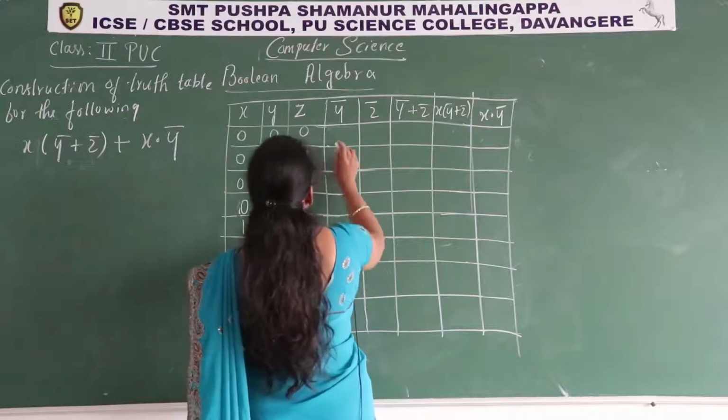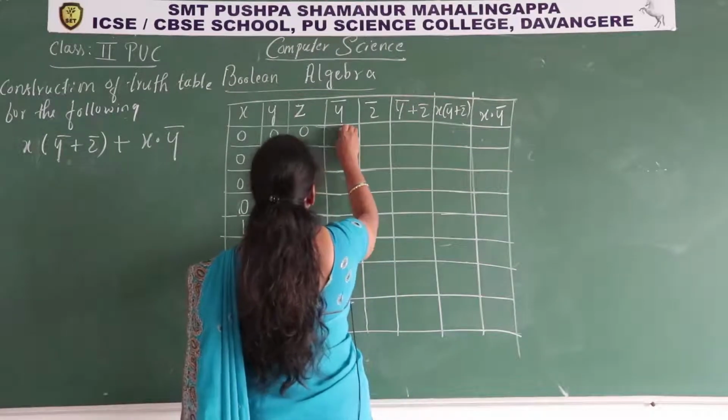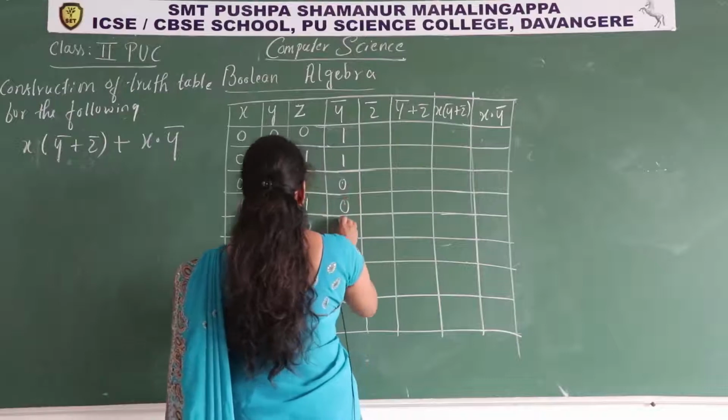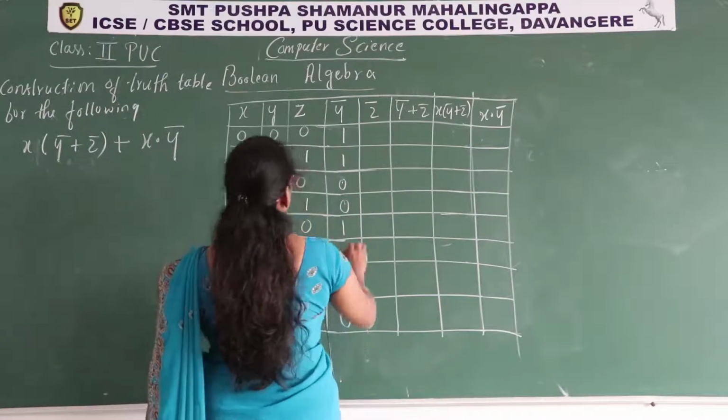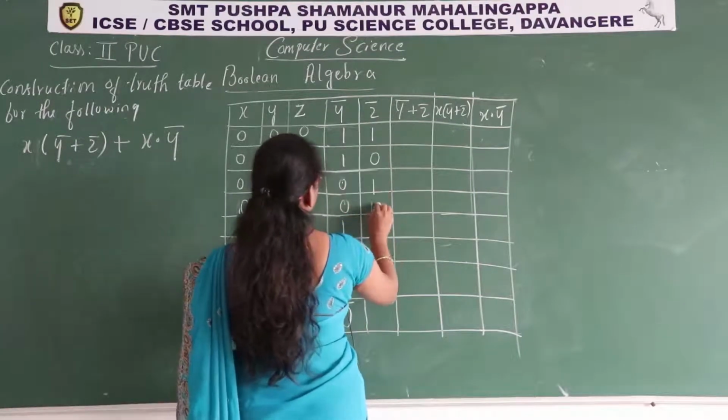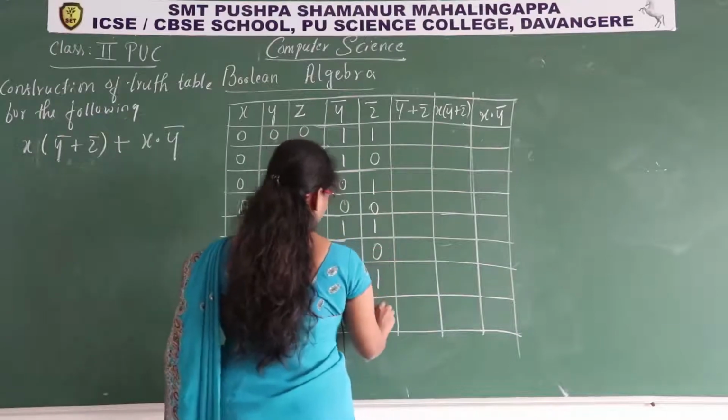Now, y bar 0 is there, no? 1 1 0 0 1 1 0 0. Z bar 1 0 1 0 1 0 1 0.